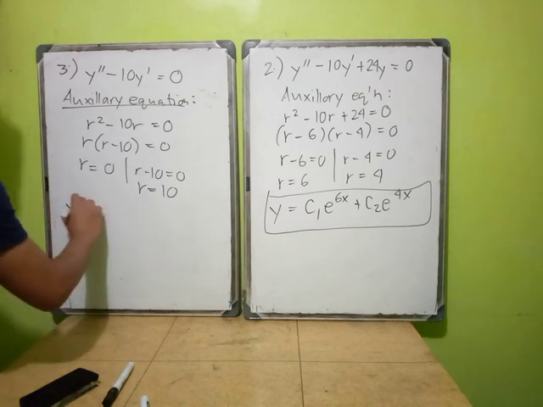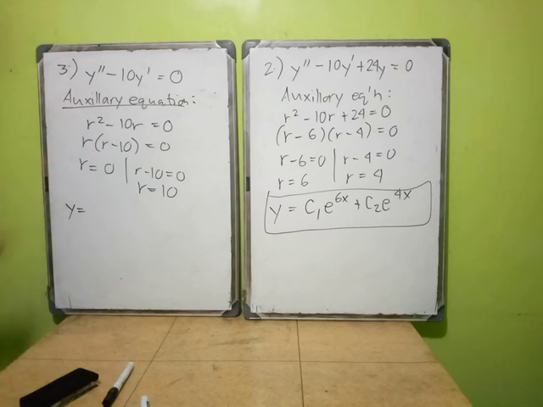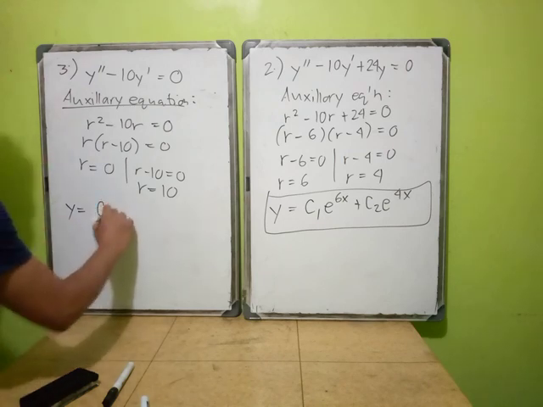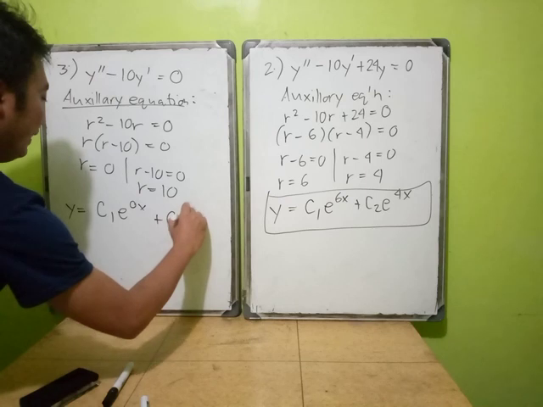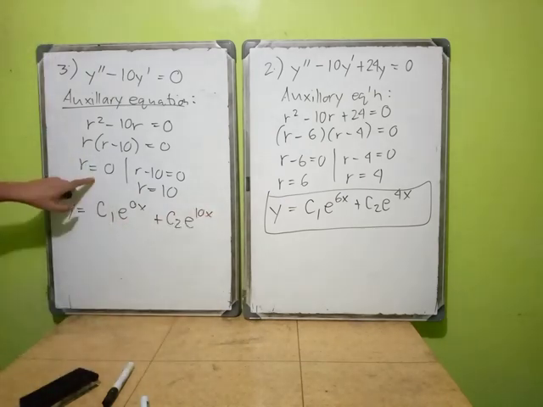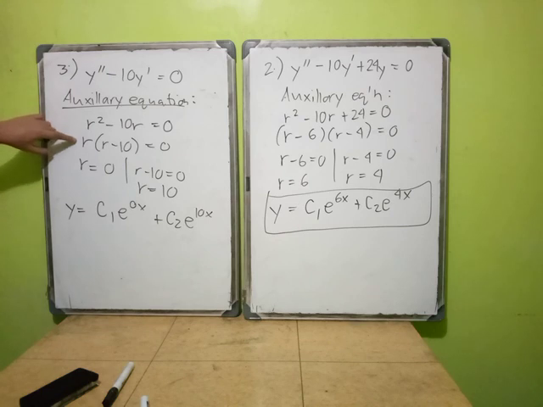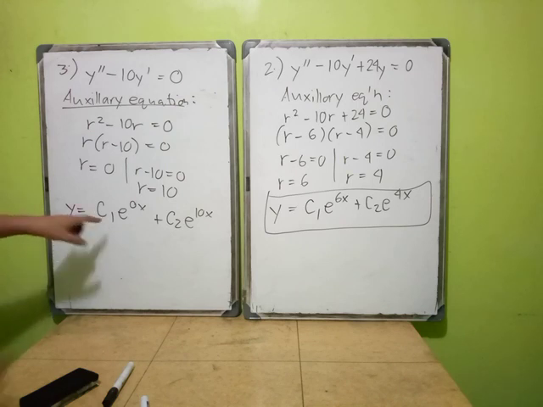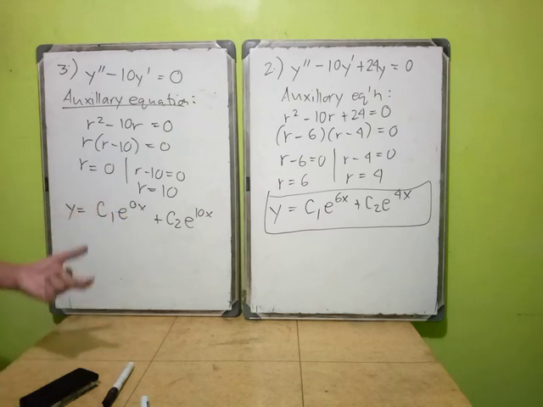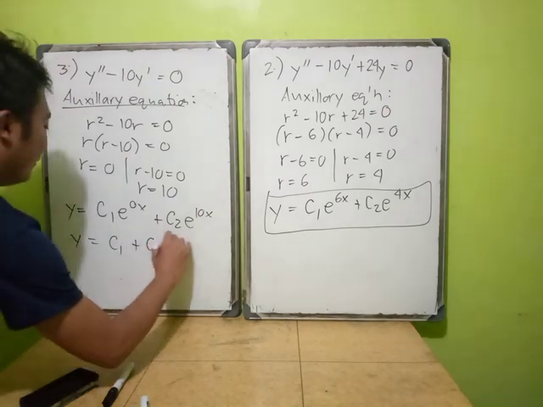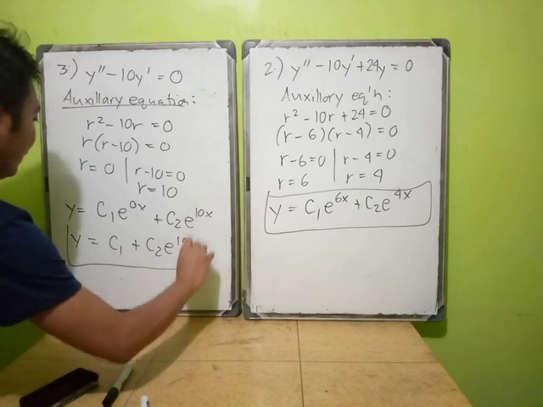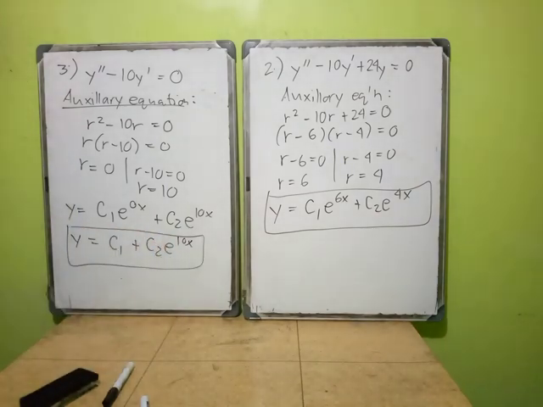So how do you write its final formula? We have y is equal to c1 e to the power of 0x plus c2 e to the power of 10x. It's okay if you factor it the other way around, r minus 10 times r. It's just a representation. So e to the power of 0 is equal to 1. Therefore it will become just c sub 1 plus c sub 2 e to the 10x. So this will be your final answer.